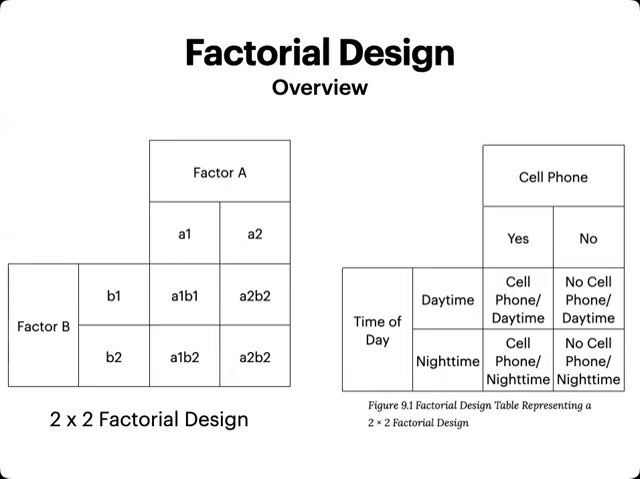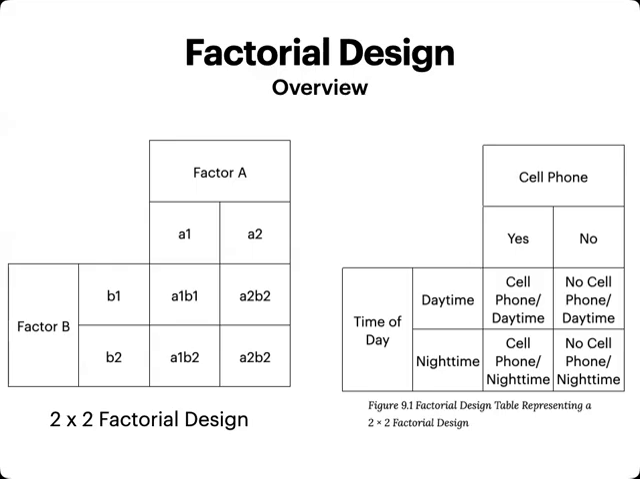If one factor or independent variable has three levels and another independent variable has two levels, then it's called 3 by 2 factorial design. And there will be a total of six conditions. Finally, if there are three factors and each has two levels, it's called a 2 by 2 by 2 factorial design. There will be a total of eight conditions because 2 times 2 times 2.